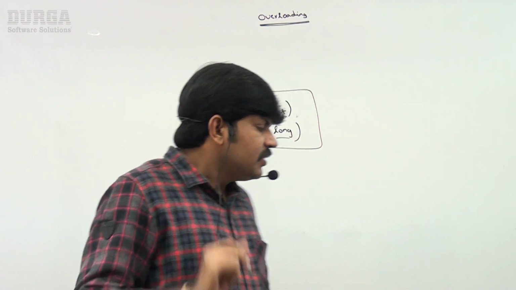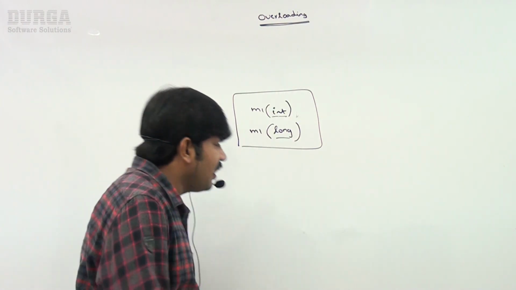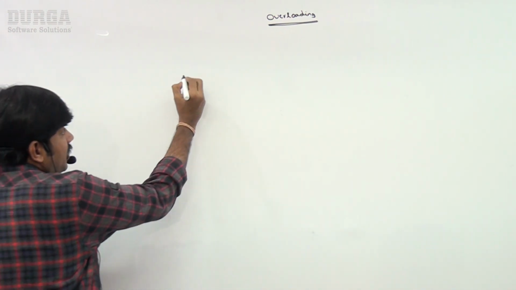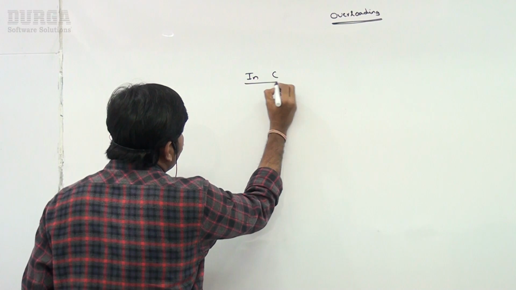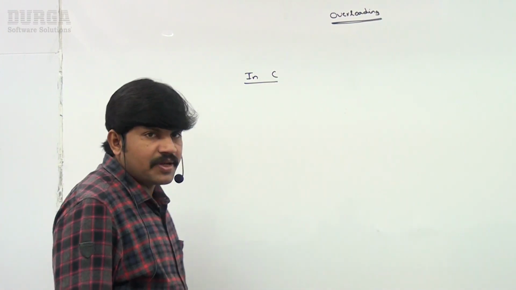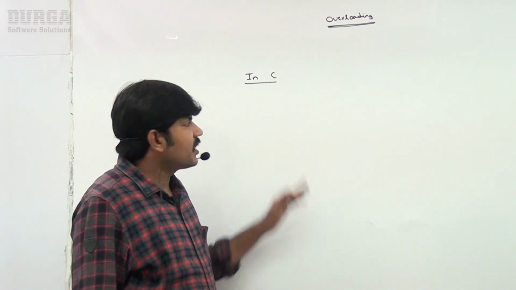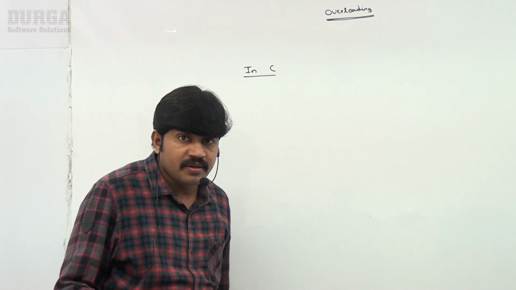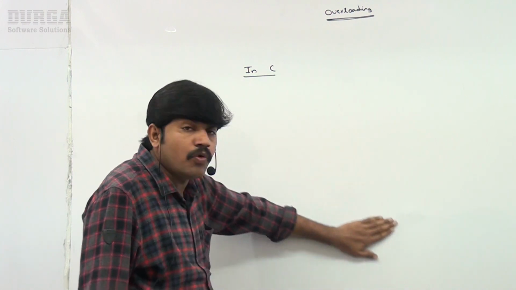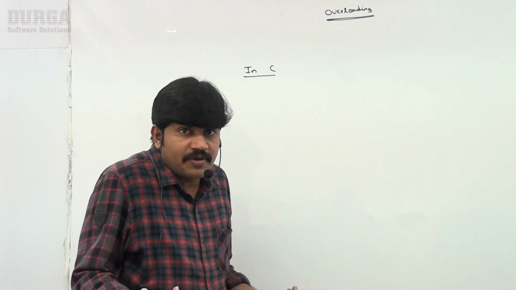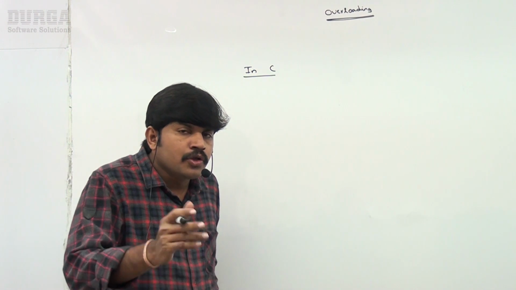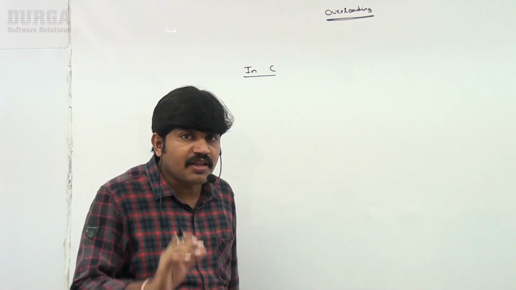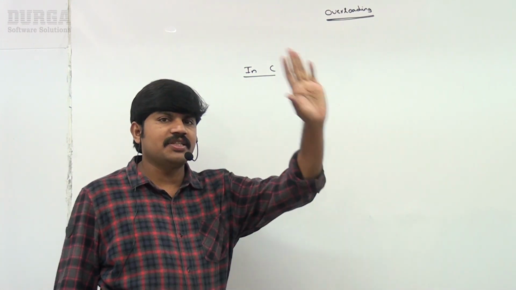Now, in C language, is the concept of method overloading available or not? Not available, because C language is not object oriented. That's why in C language the overloading concept is not available, so two methods with the same name and different argument types is not an option.